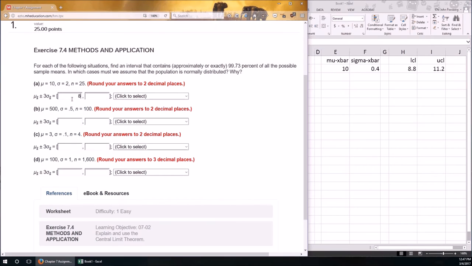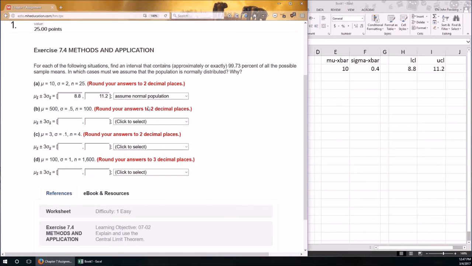And do we need to assume the normal population? Well, n of 25 is, quote, too small. So we will need to assume a normal population here. And that was A. Let's do B.